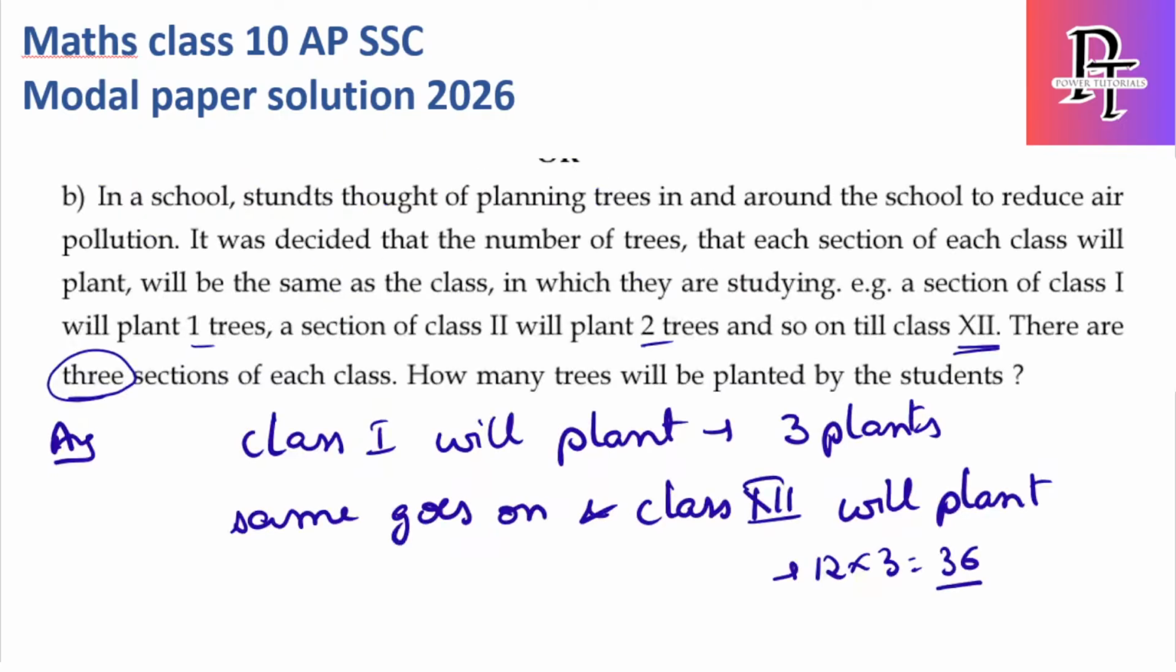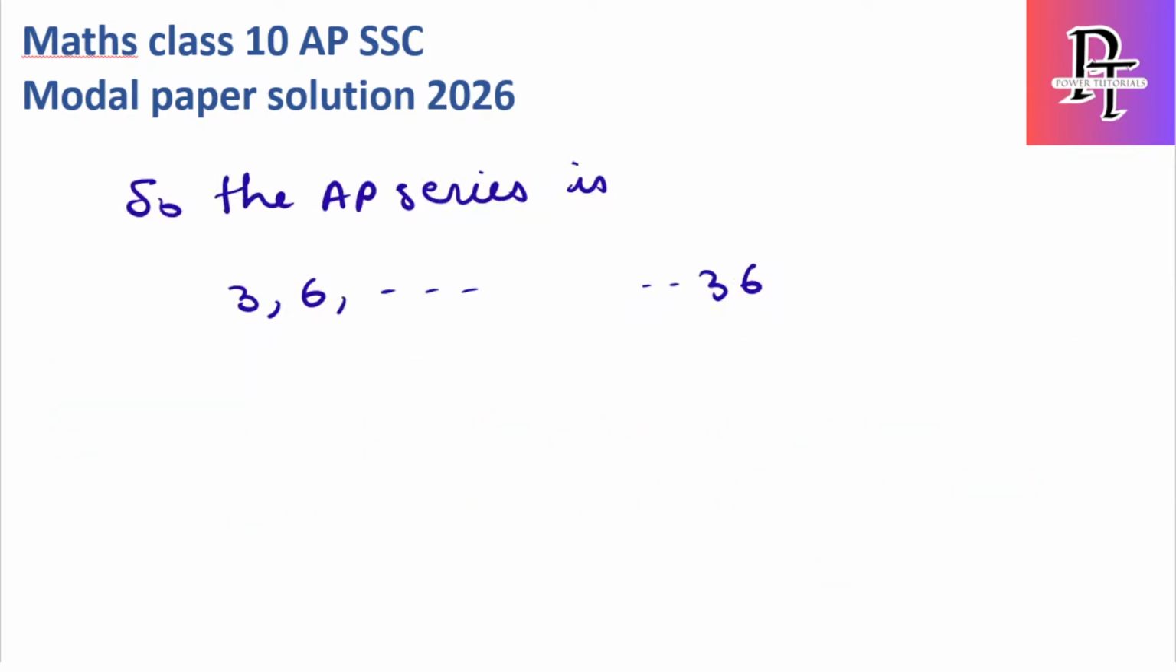Now let's see what they are asking. How many trees will be planted by the students? So simply they are asking for the Sn formula. We can solve this question using both methods. I will solve using both methods here and I will prove that both are correct. I will use first the Sn formula, which is n by 2 into 2a plus (n minus 1)d.